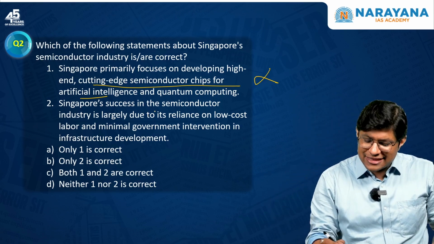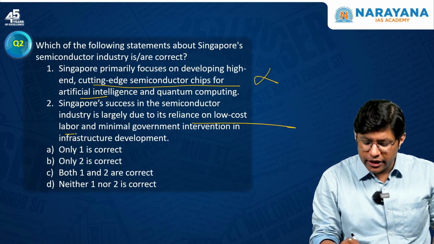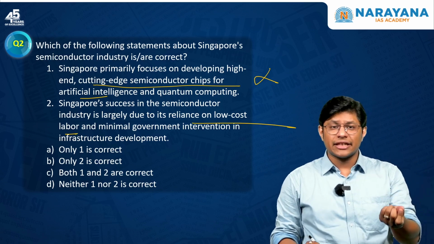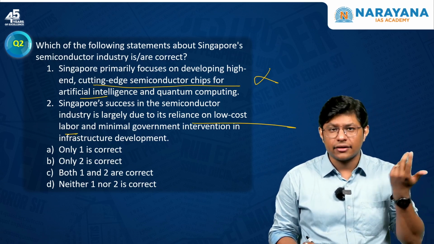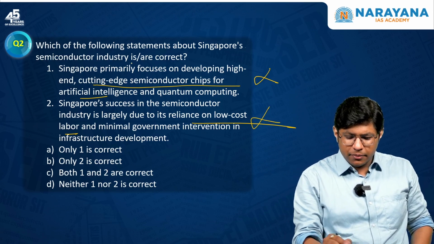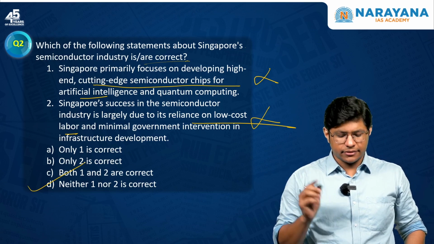Singapore's success in the semiconductor industry is largely due to its reliance on low-cost labor. No. The labor cost in Singapore is high. At the same time, there is scarcity of land. So this one is also incorrect. Which of the following statements are correct? Neither 1 nor 2 is correct.